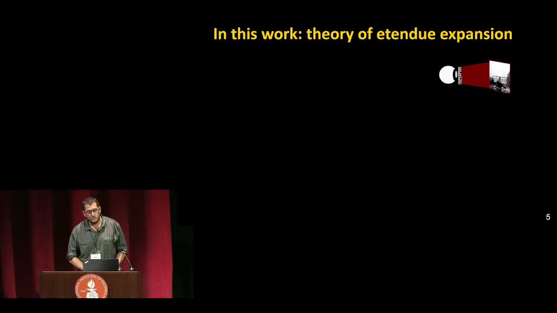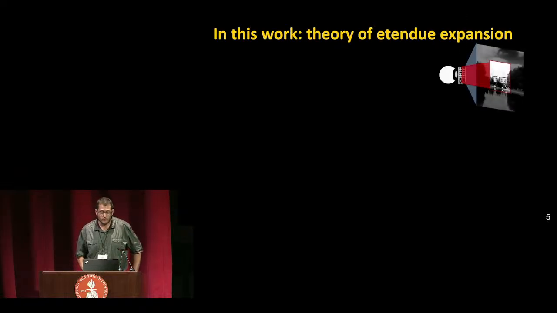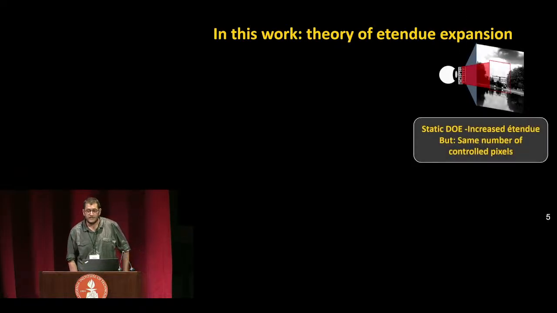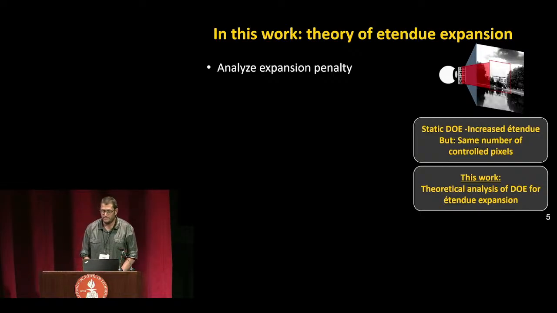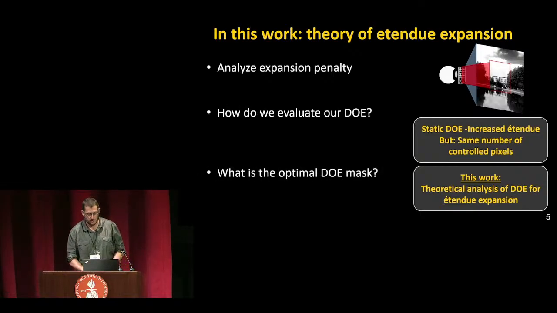So, by adding a DOE, we can increase the etendue, but the number of controllable pixels of the SLM did not increase, leaving us with the same number of degrees of freedom. Leading us to the question, what are we trading etendue for? So in this work, we offer a thorough theoretical analysis of DOE masks and address the following questions. What are the images we can generate with such a display, and what are the prices we pay? Next, we study how we evaluate our DOEs and what our loss function is. Finally, we ask what is the optimal shape of our DOE. Previous works relied on random masks, but is that the best we can really do?